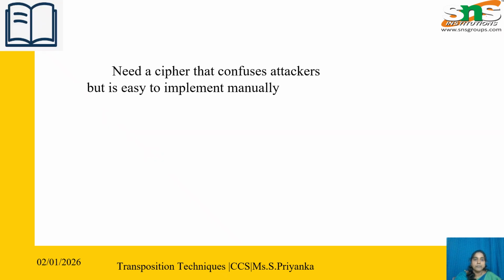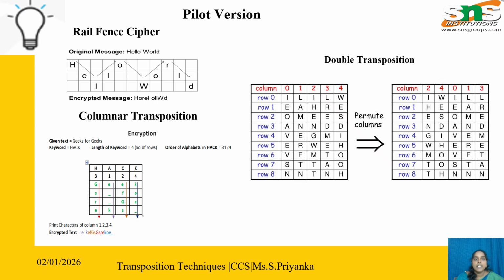Next comes the need. This is your define phase. Here in the define phase, the main thing is he needs a cipher that confuses the attackers but is easy to implement manually. Now coming to the ideate phase. This is the pilot version. We are giving the main possibilities, that is rail fence cipher, column transposition cipher, then double transposition cipher. From this we can choose which is the best one. Let's see which one is the best.